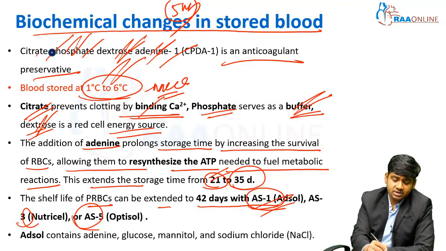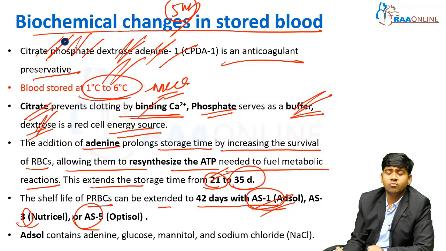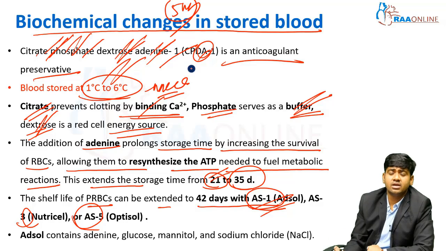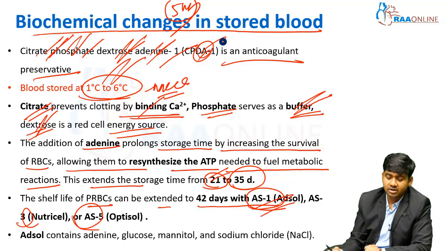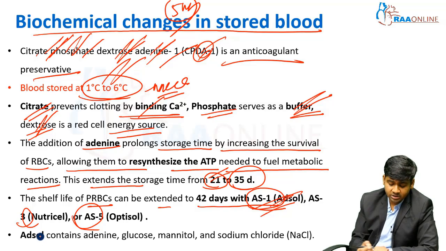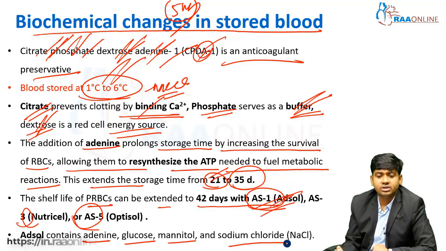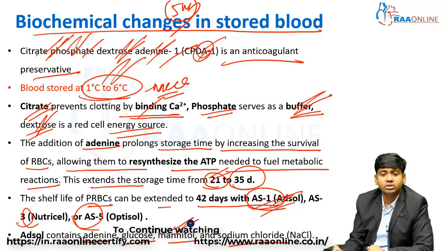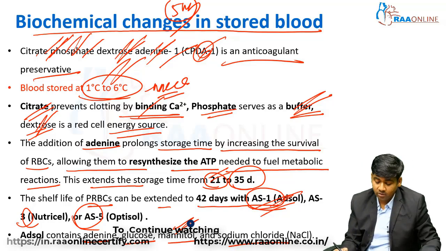Mostly in the exam, they will ask about CPDA-1, or the function of citrate, the use of phosphate, the use of dextrose, and the use of adenine. But additionally, in some exams, they may ask what is used to prolong the storage: AS1, Adsol. What are the components in Adsol? It contains adenine, glucose, mannitol, and sodium chloride. Mannitol has antioxidant and osmotic properties. By using mannitol, we can prolong the storage from 35 days to 42 days.